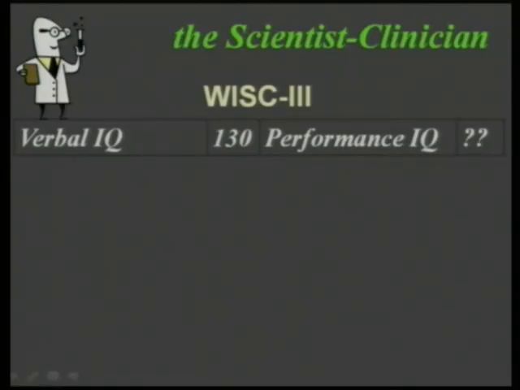Verbal IQ, 30. I went into an IEP meeting with the school psychologist who astutely only gave the child half of the WISC-3 at that time. The child scored very high on the verbal scale, and they didn't bother giving the performance side because the kid was legally blind. Okay? Why should they give a visual test for a child that's legally blind? That's fine.